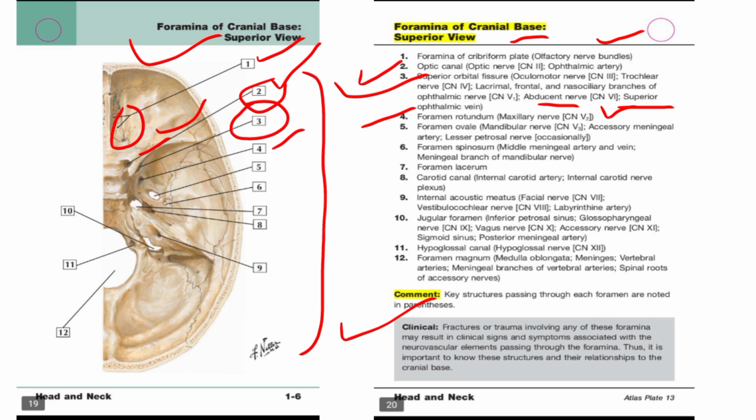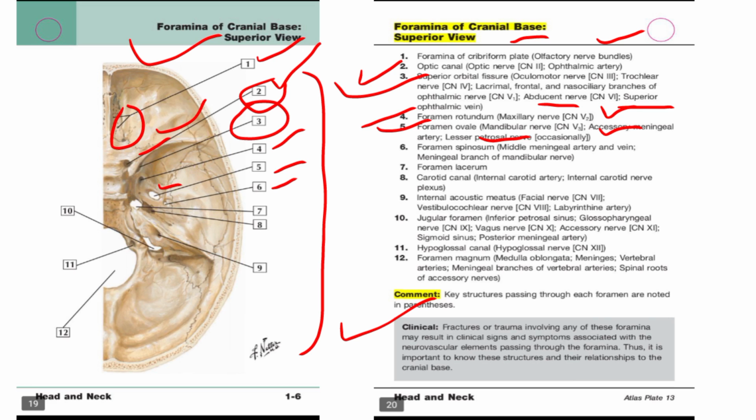This is the foramen rotundum, fourth, and the fifth one is of oval shape. It is the foramen ovale. You can see here, this is of oval shape. This is the foramen ovale where the mandibular nerve, accessory meningeal artery and the lesser petrosal nerve pass. The main thing is the mandibular nerve, that is cranial nerve 5, branch 3.